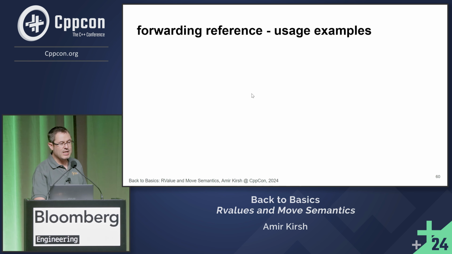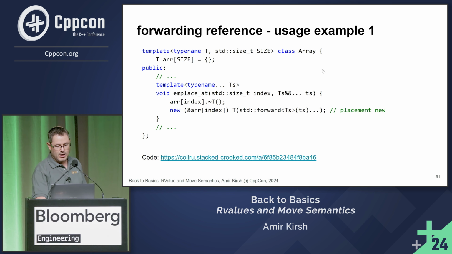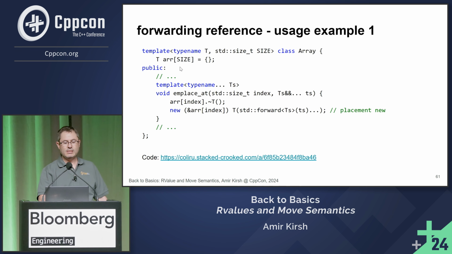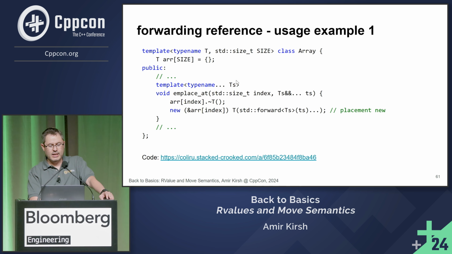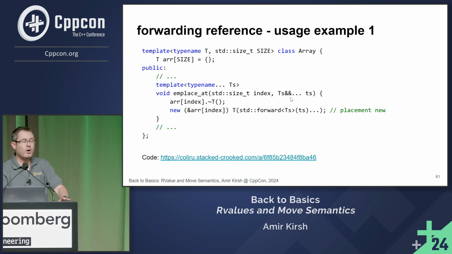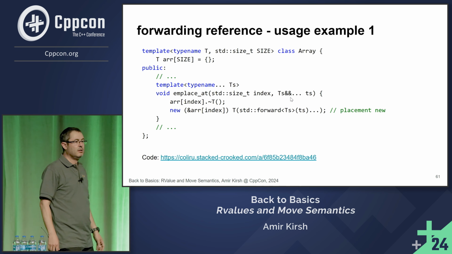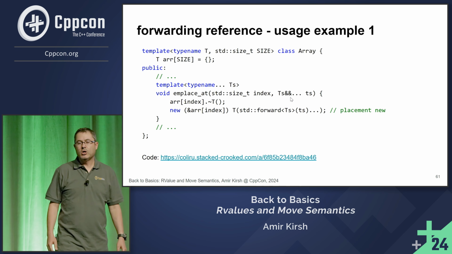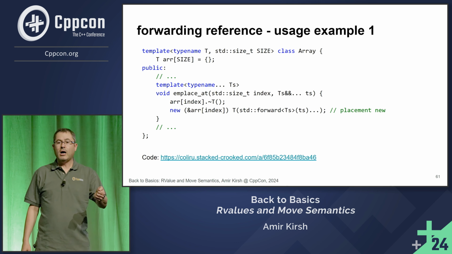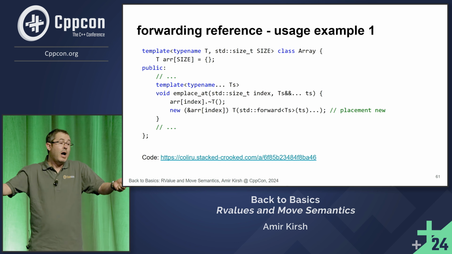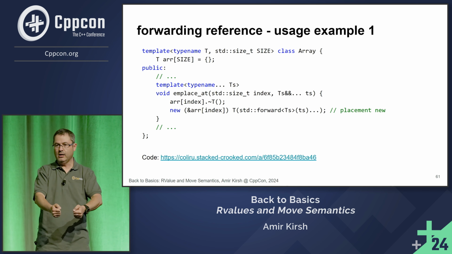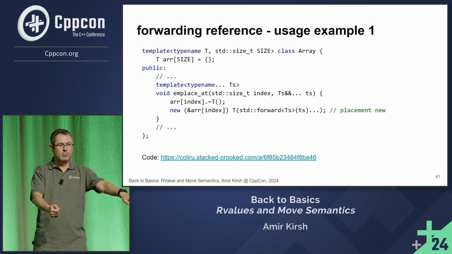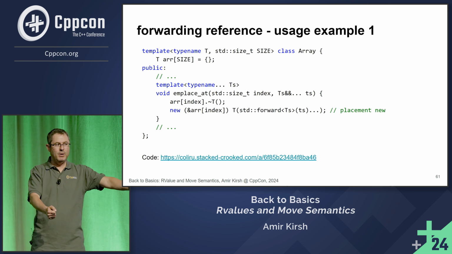Let's see two usage examples of forwarding reference. One, I have a class array. In the array, let's assume that I have a C-style array, and I want to implement emplace. Now, emplace takes a variadic pack of Rvalue reference, of forwarding reference arguments. Why? Because some of the arguments will be Rvalues, others would be Lvalues. I don't really know. And I want to forward these arguments to the constructor of T that is going to be called here with placement new. Put aside the placement new.